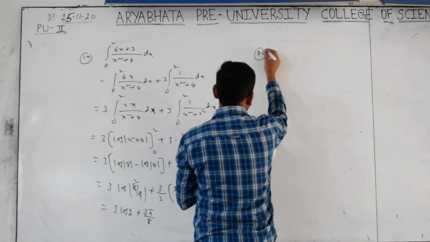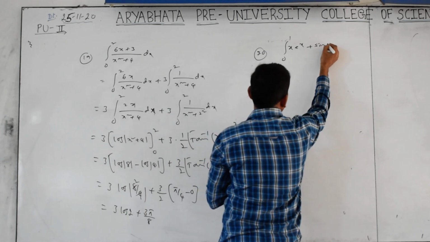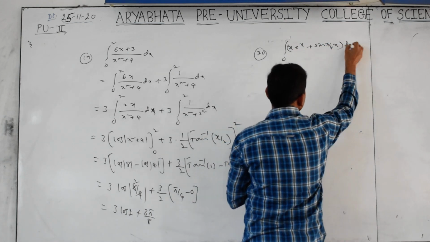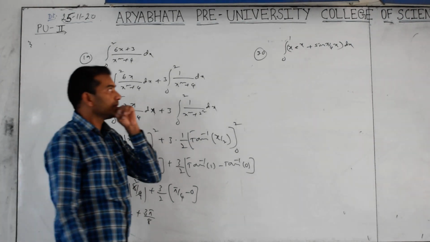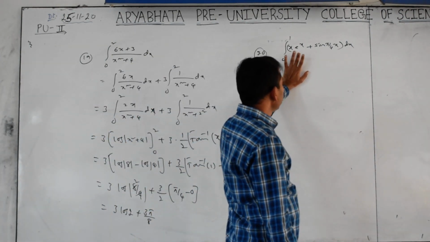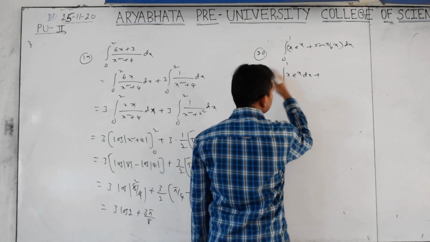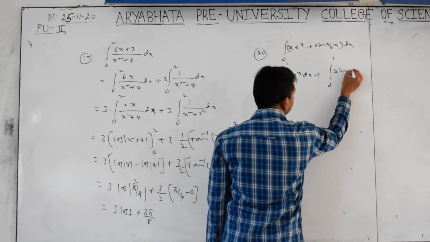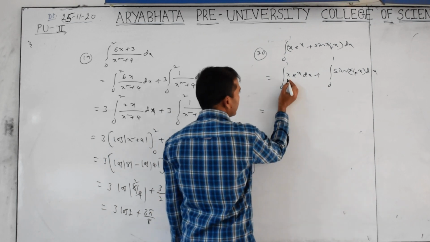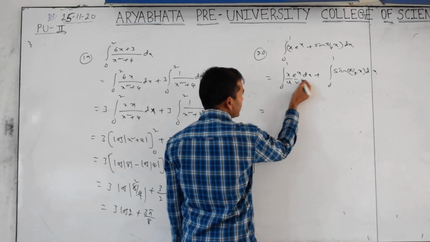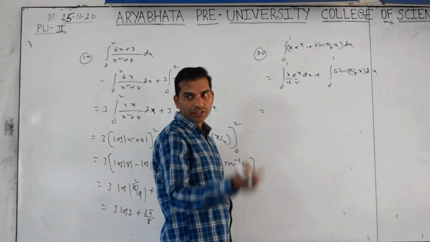Next, question number 28. Integration of 0 to 1 of x e power x plus sin pi by 4 x dx. This is u into v. Integration of 0 to 1 x e power x dx, and separately 0 to 1 sin of pi by 4 x dx. Tell me, in the u into v product, which is first? Algebra x is u, this is v. ILATE method: algebra comes first, trigonometry, exponential is the last.